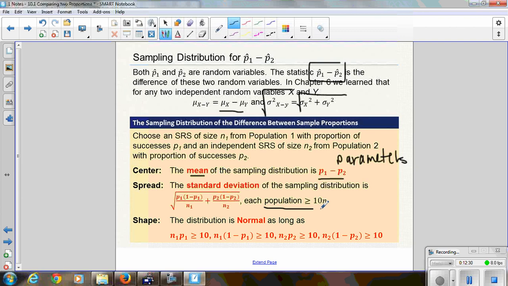Now notice again, for the standard deviation formula, I still have to make sure that each population is greater than 10n, and this distribution is going to be normal, and notice that now I've got 4 different conditions. They're the same conditions that we've been dealing with. I just need to make sure that all my successes and all my failures are greater than 10. But this time I've got 2 different populations, so I have to double check that the number of successes and failures in my first population and in my second population are all greater than 10.